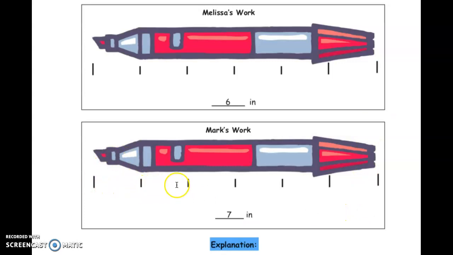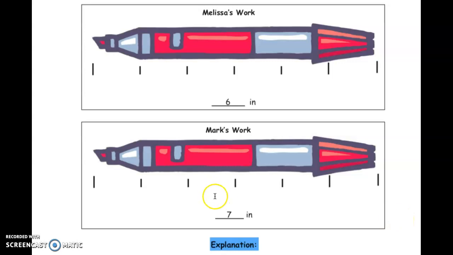1, 2, 3, 4, 5, 6. Mark is not correct. He put 7. Melissa is, so go ahead and circle Melissa. But we have to explain this. Why is Melissa correct, and what mistake did Mark maybe make?